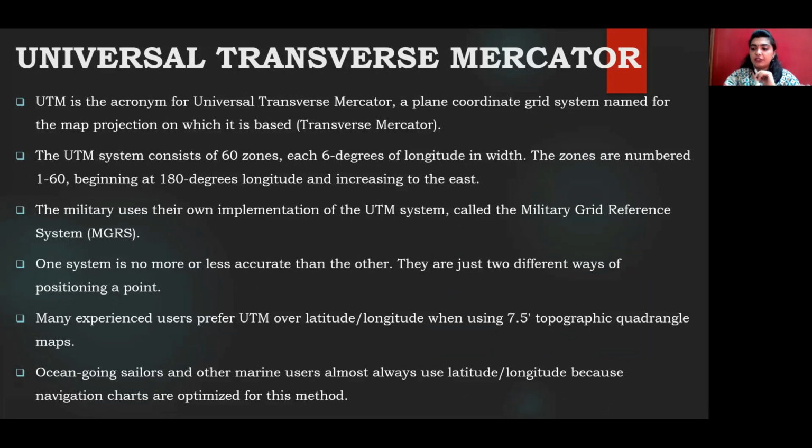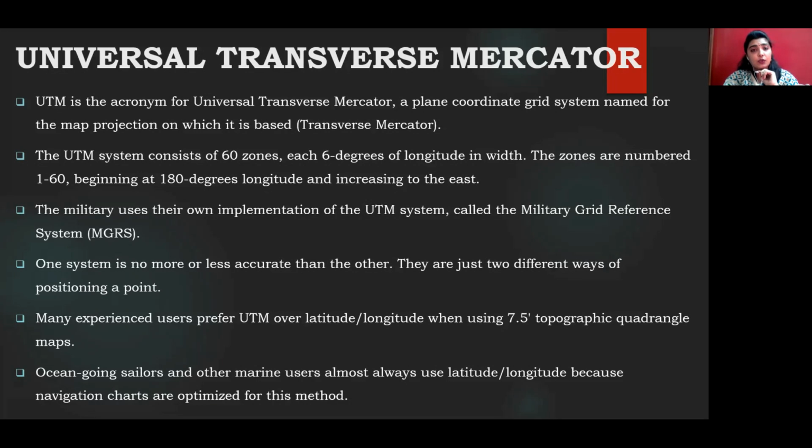These were the three basic types of projections, be it planar, cylindrical or conical. Depending upon which area I want to represent, I will use these. Apart from that, there are two others that have come into the picture recently, which we call the UTM and the UPS projections. UTM is the Universal Transverse Mercator, a plane coordinate grid system named for the map projection based on the transverse Mercator.